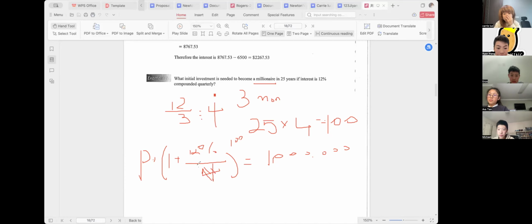No, 4. 一年里面一共有4个 quarter, 对吗? So 12 divided by 4. So 3 months each quarter. Yeah, 3 months, 1 quarter. So that's why it's 12 divided by 4 instead of divided by 3.